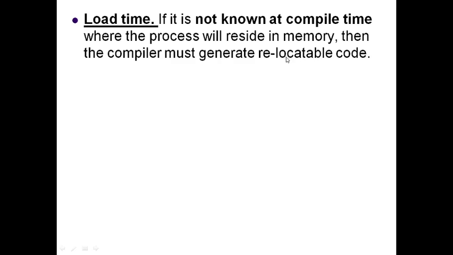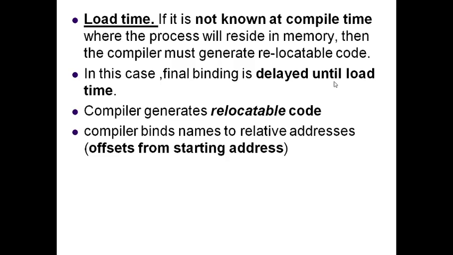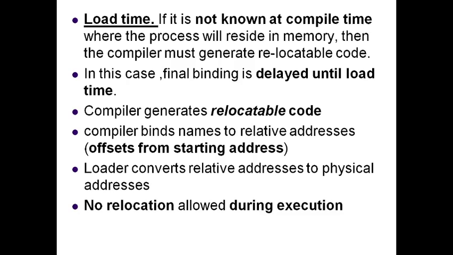So the compiler will just fill the addresses with some relocatable code. It won't be an actual address, but a temporary address called a relocatable address. So the actual binding will be delayed until load time. The compiler binds names to relative addresses. The loader then converts the relative addresses to physical addresses. So that is what happens under load time binding.